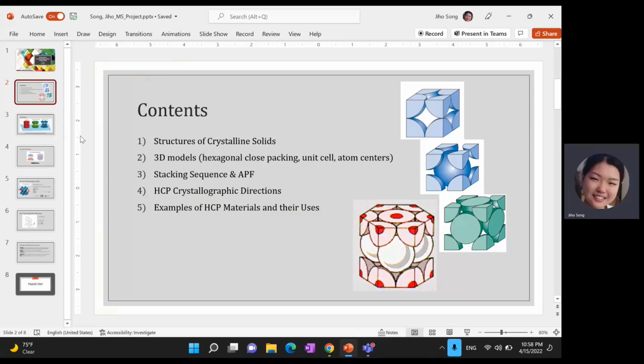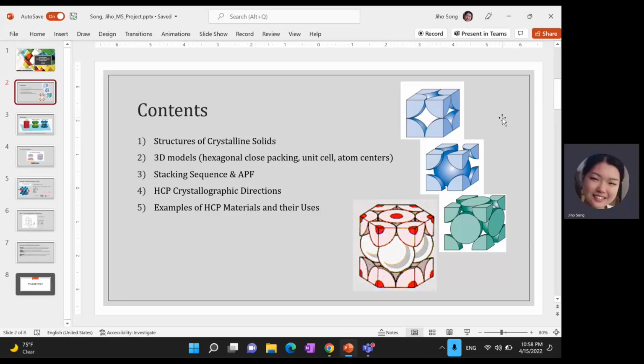Here are the subtopics that I'm going to talk about in this video. We're going to see how HCP is different from other major crystal structures and see HCP's 3D models and stacking sequence, and learn how to calculate APF, atomic packing factor. Additionally, we'll look at 4-parameter Miller-Bravais lattice coordinates. Lastly, we'll look at some metals that have HCP structures and how they are being used in our life.